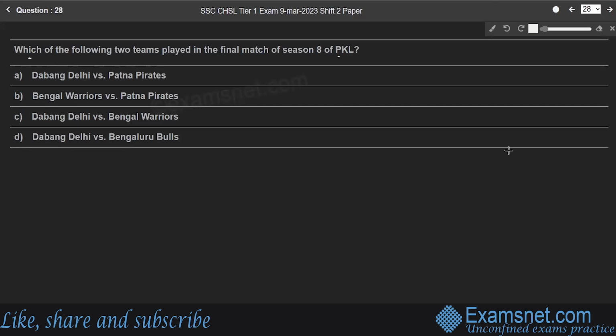Question 28. Which of the following two teams played in the final match of season 8 of PKL? Here PKL stands for Pro Kabaddi League, which is a professional league for the sport of Kabaddi in India. The league was founded in 2014, and since then it has grown rapidly in popularity, making it one of the most watched sports leagues in India.